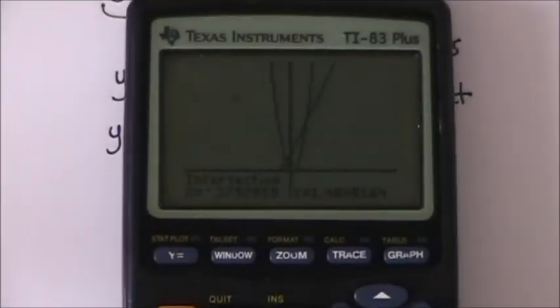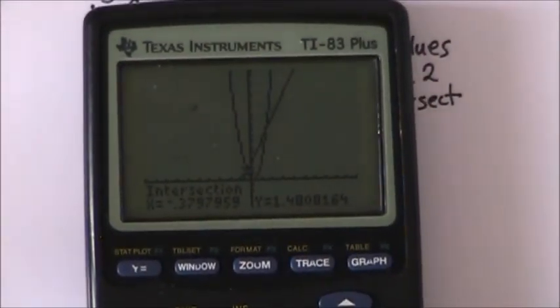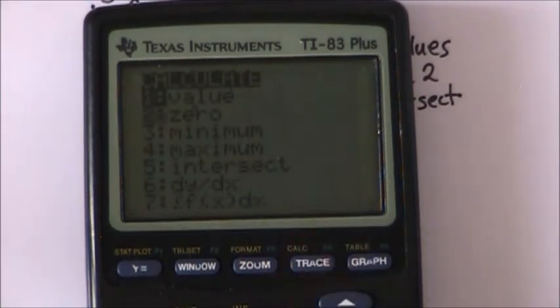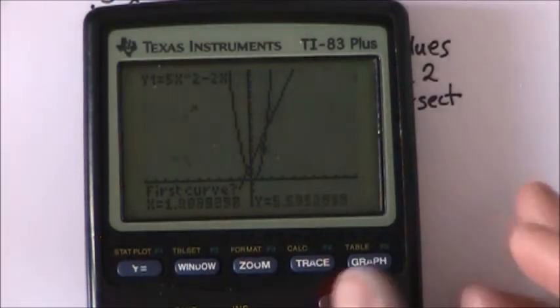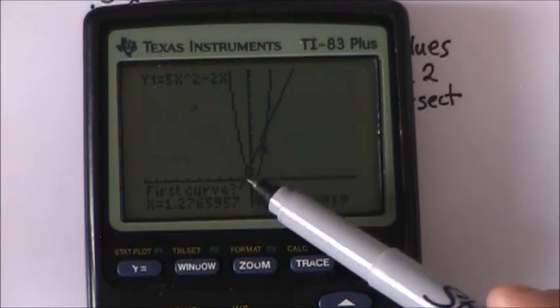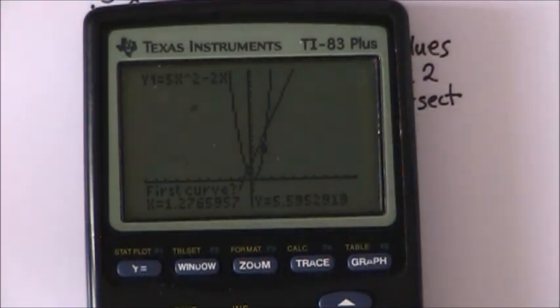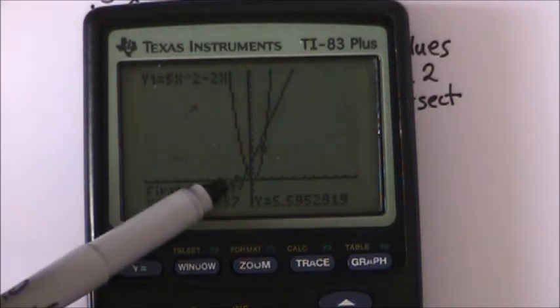Now, we have to go back and find the other one. So as we go to do that, we're going to go second trace and down to intersect again. However, this time, before we start hitting enters, we need to move along the curve so that we are closer to the other point. It will always calculate the point of intersection that you are closest to. So as we move along, now you can see the little flashing spider is closer to this point. It can be above, it can be below, it just needs to be closer to this point than it was to this point. If you do not move it before you hit your first enter, it will by default calculate the point it's closest to, so it would have kept coming back to this one.